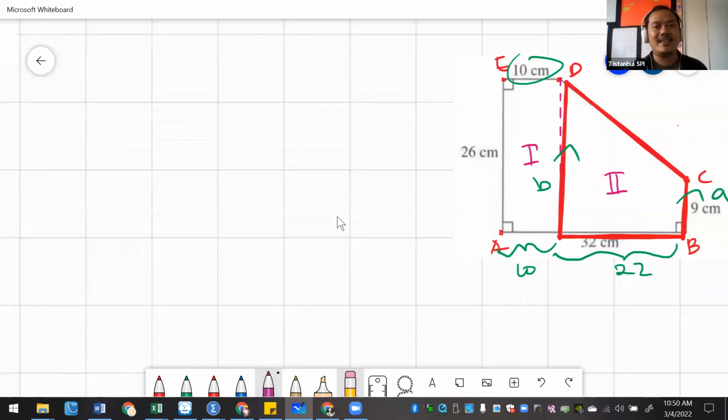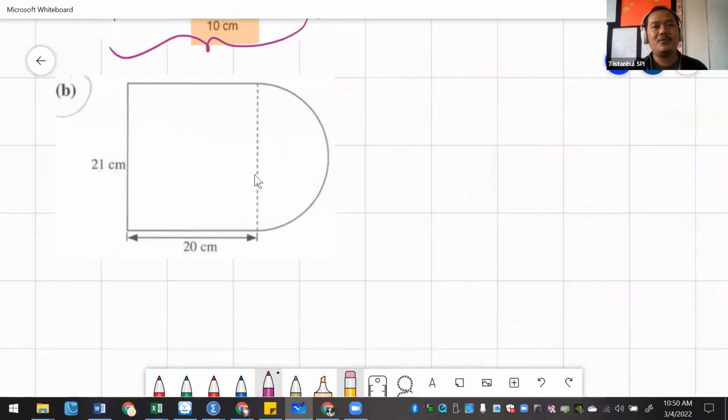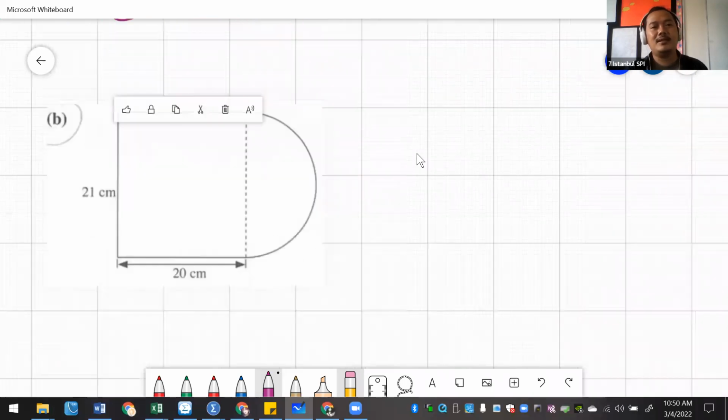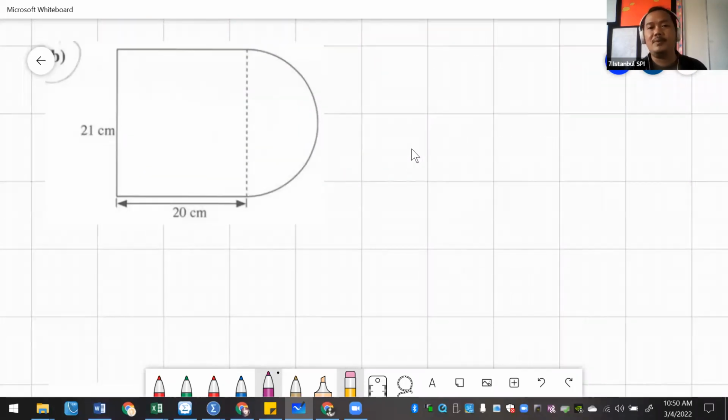Okay, let's go to the next shape. This time is a little bit different, because we didn't talk much about circle previously in the previous session. So I'm gonna write down the formula for you guys, okay? So for this one, let's talk about perimeter and area, yeah? I'm gonna write down the formula first.